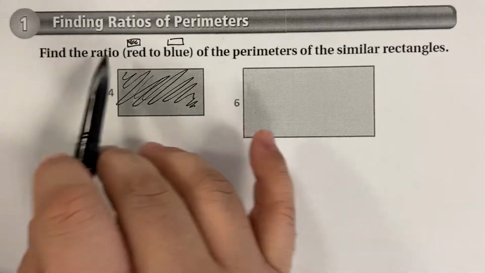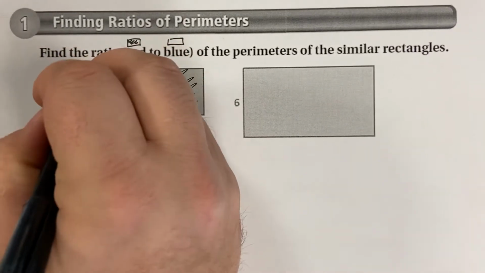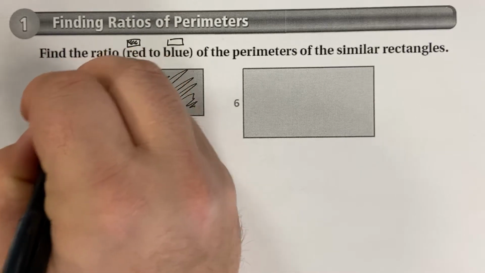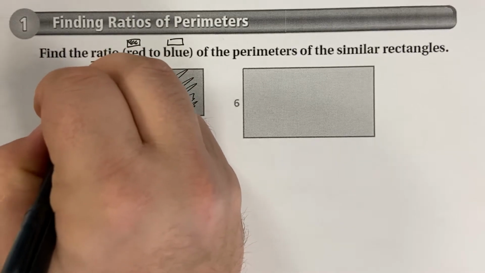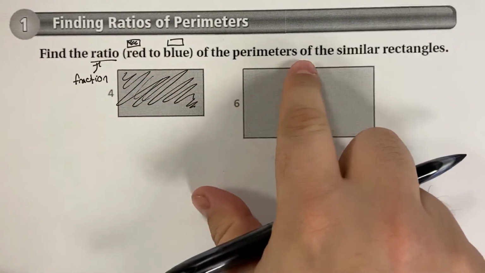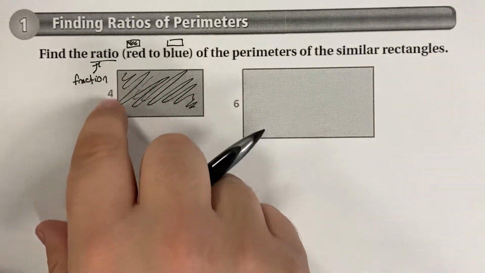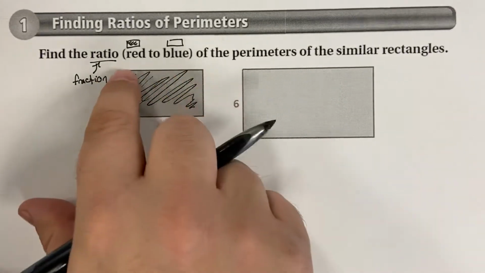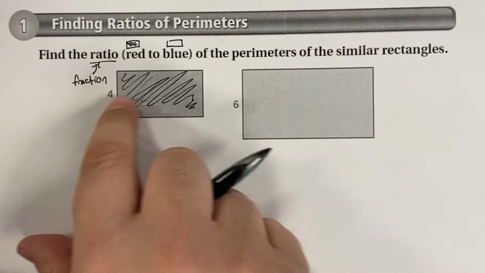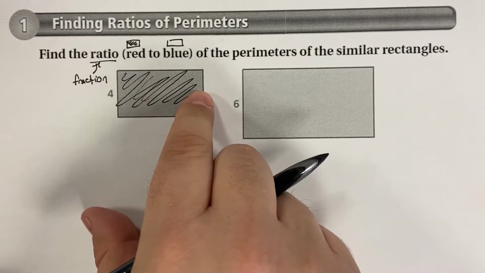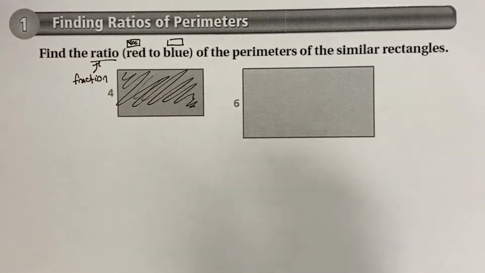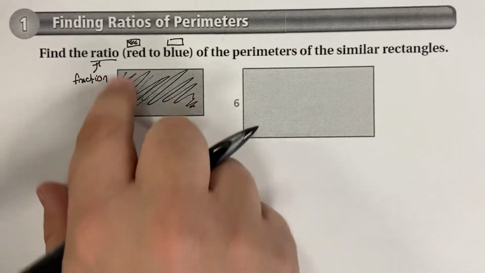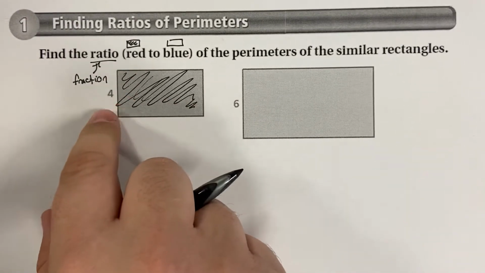So we got to find the ratio. This is our keyword: find the fraction of the perimeters of the similar rectangles. Well, perimeters usually means add up all the sides, but we can't. We could only technically add up two sides. So we don't know what the full perimeter is. What it's actually asking is, using one length, how do we compare the two?